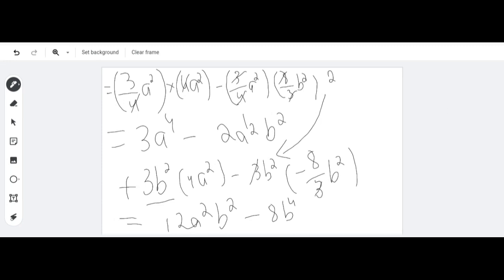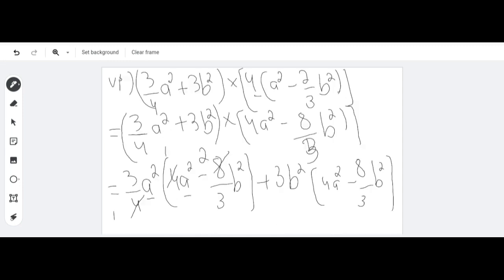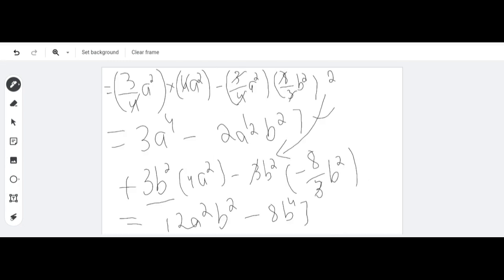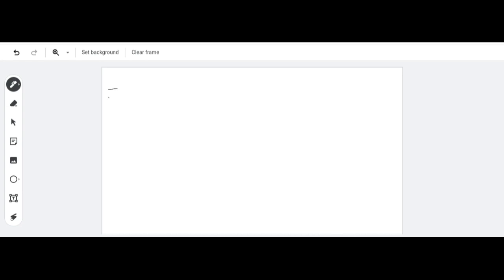Yes, Sukaina, understood. Now this is the answer for this term, and for this I have the answer, this one. Now I will write it properly: 3a power 4 minus 2a square b square plus 12b square a square minus 8b power 4.